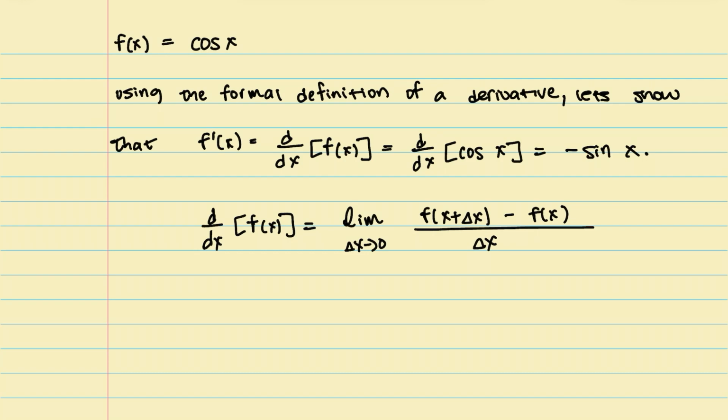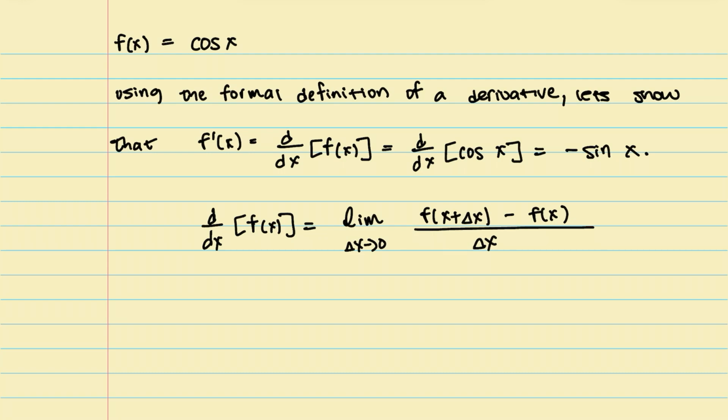Now in this video, we'll take a look at the process we have to get through to find the derivative of cosine of x. We'll use the formal definition of a derivative to show that the derivative of f of x is equal to negative sine of x.